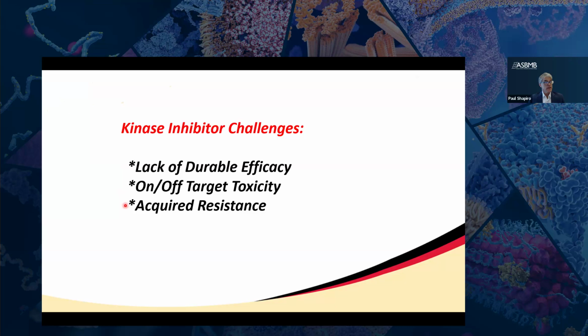And then the other issue is acquired resistance. Often with kinase inhibitors that target the ATP binding site, the cancers in particular will develop a resistance to that and find alternative ways to turn on the signaling pathway. So we were interested in looking at different ways to target protein kinases in a way that would provide more durable efficacy and prevent things like acquired resistance.